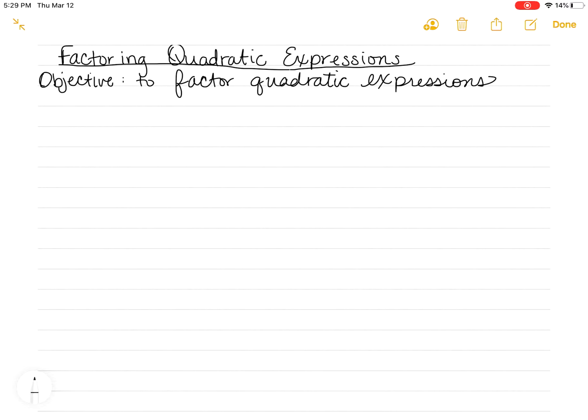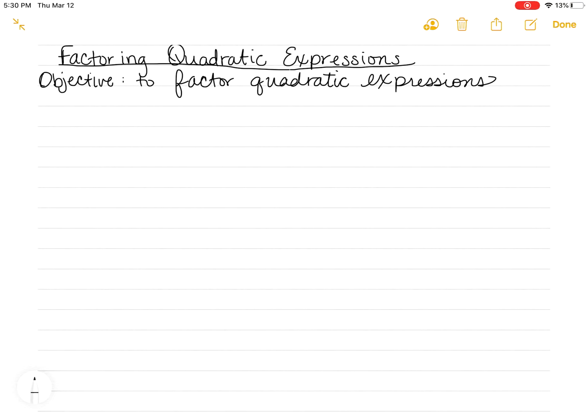Good morning, guys. Today we're going to talk about factoring quadratic expressions. So your objective is to factor quadratic expressions. Factoring quadratics is one way to rewrite them, and so we will be going from standard form to the factored form. We will also learn that the factored form will show us some key characteristics of the graph when we do graphing quadratic expressions or quadratic equations. Okay.